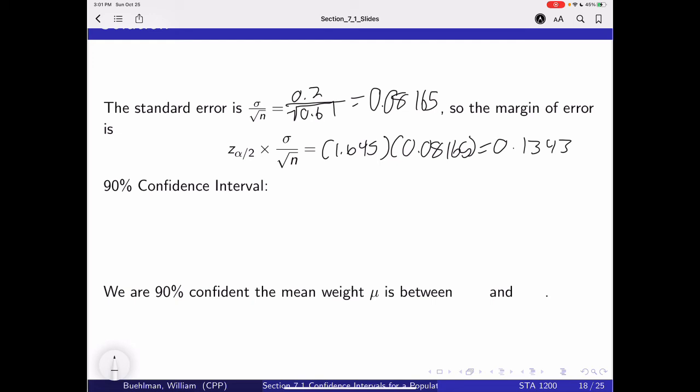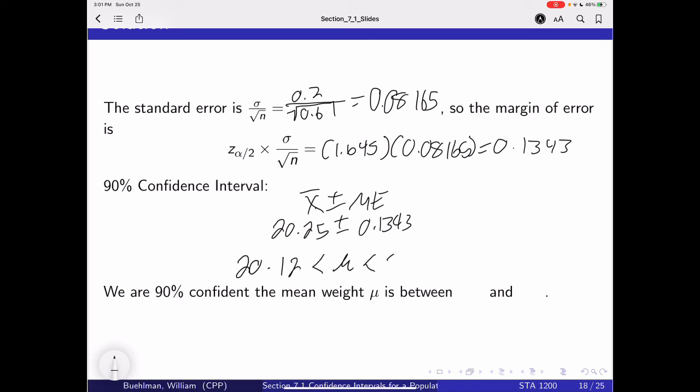For the 90% confidence interval, remember it is x bar plus or minus the margin of error, which is 20.25, our sample mean, plus or minus 0.1343, our margin of error, which gives us 20.12 is less than mu, which is less than 20.38. So we can say now that we are 90% confident that the mean weight for these cereal boxes is between 20.12 and 20.38.